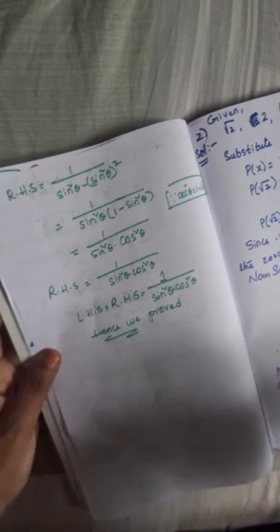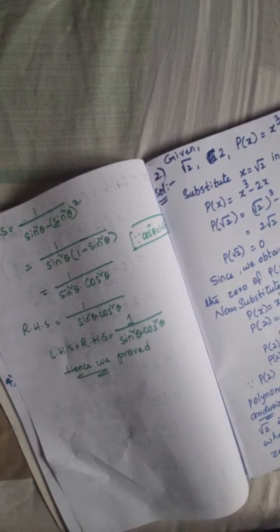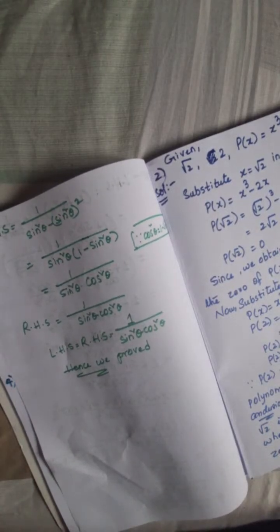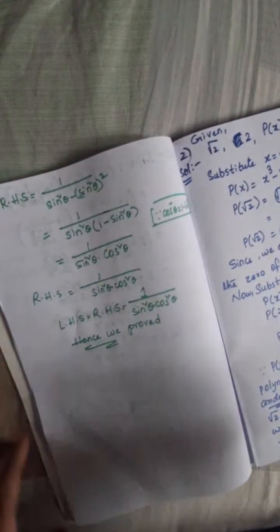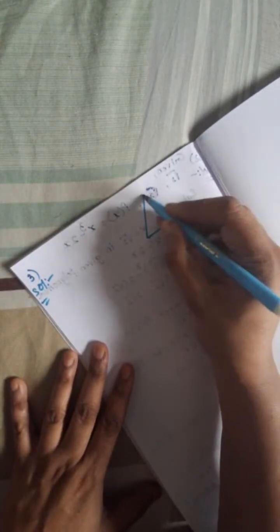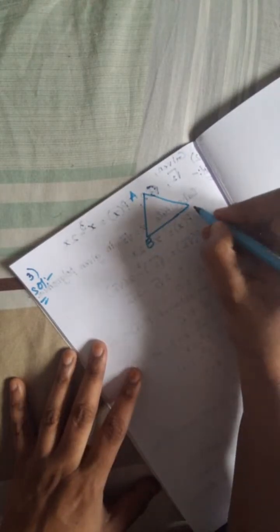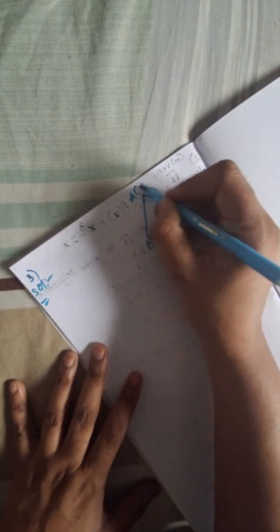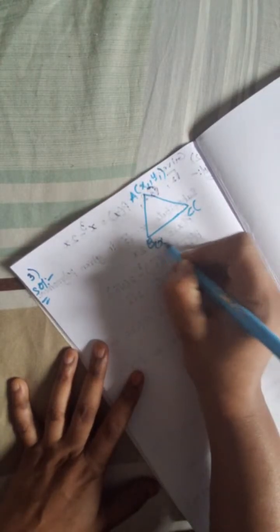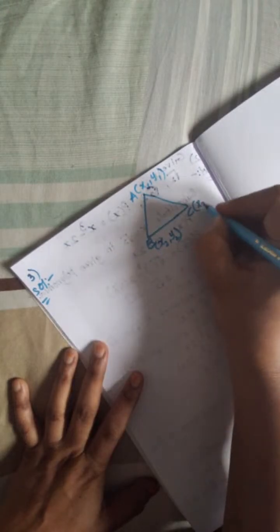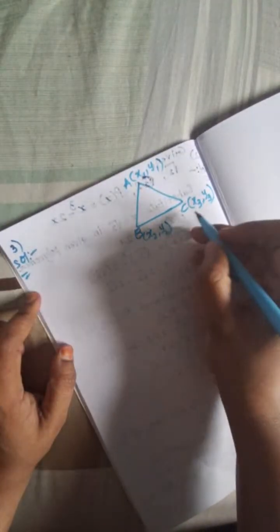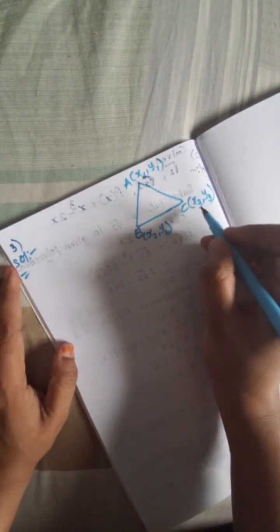Okay, third question. Let's do the third question solution. Let us take a figure here. I am drawing a triangle. A and B are given vertices, and C is the third. The vertices are x1 comma y1, x2 comma y2, and C is x3 comma y3. Now we have to find out the third vertex of the triangle.